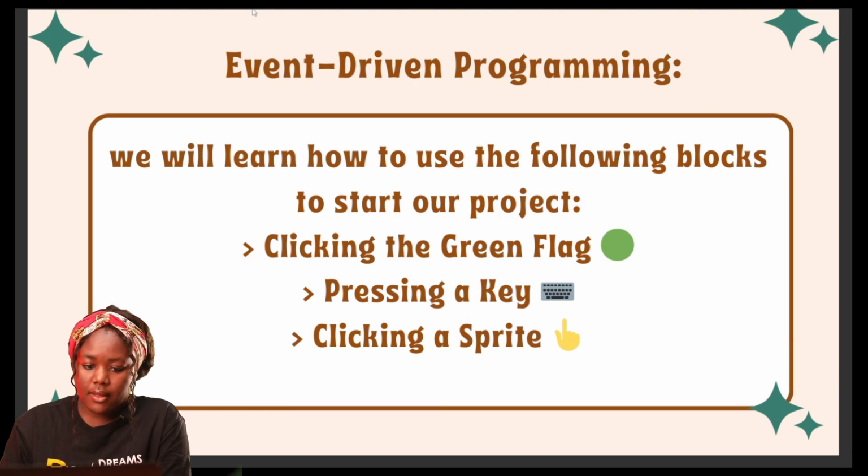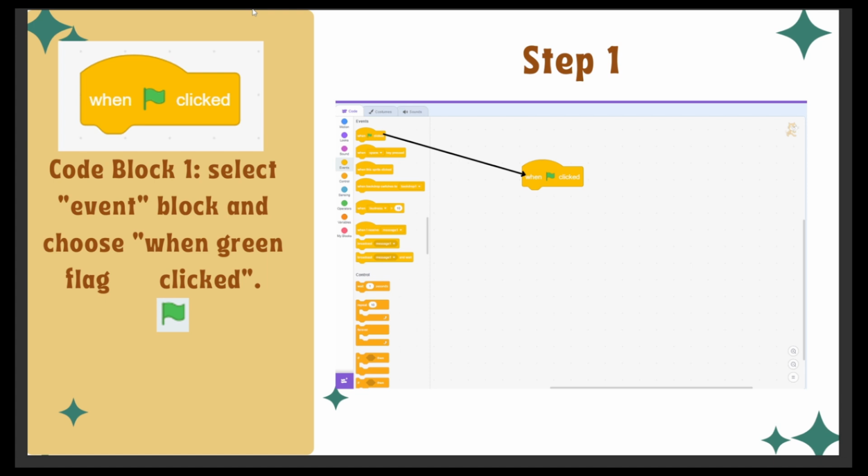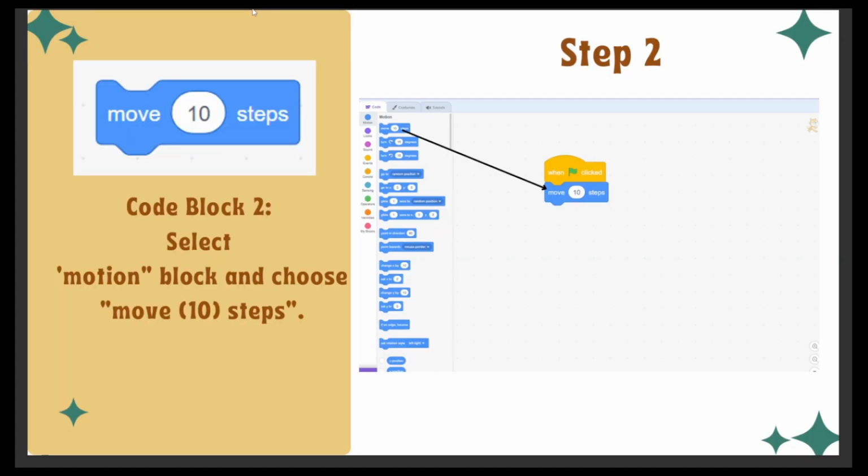Alright, so as you can see on the screen, the first step we are going to take is to click on the green flag, then drag and drop it in the script area. The second step is to click on the motion blocks, drag the move 10 steps block and drop it in the script area. So now we're going to our Scratch interface to perform the action.